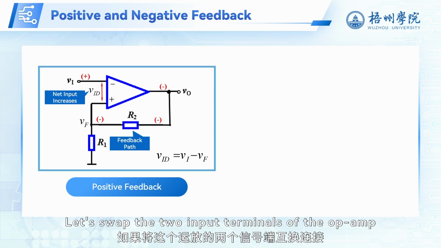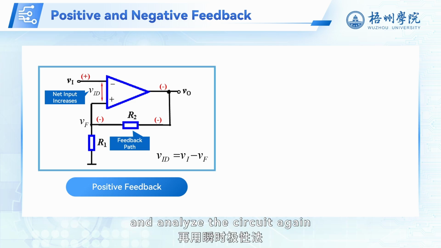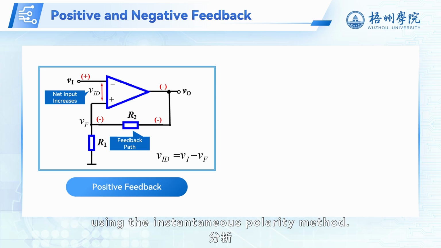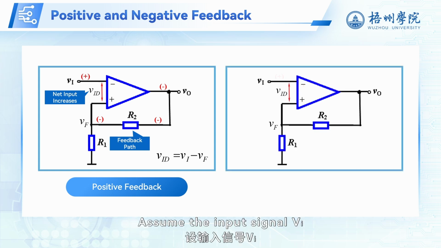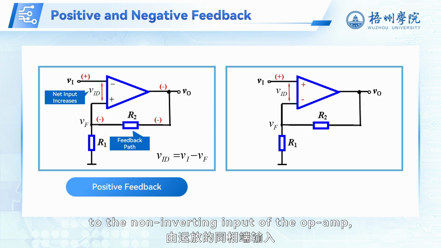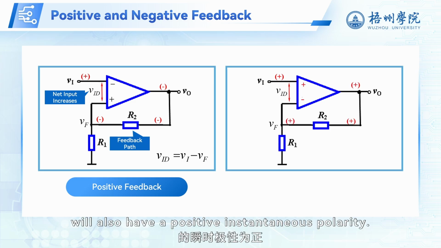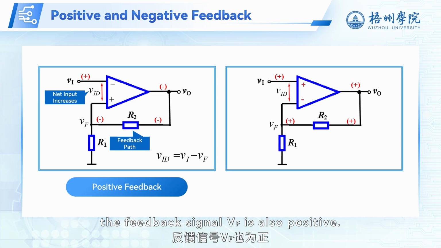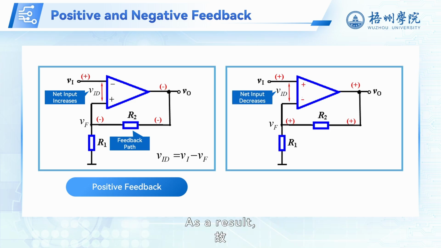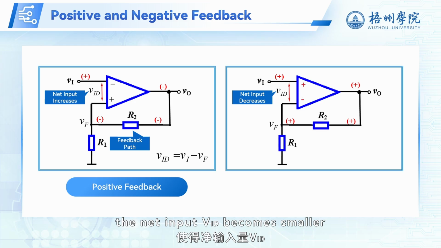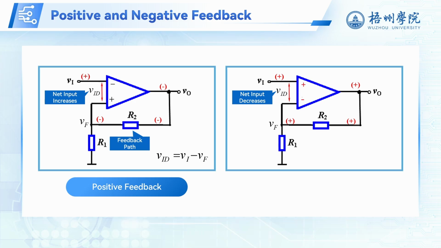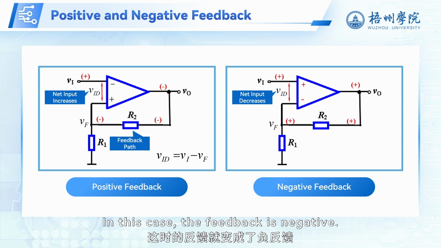Let's swap the two input terminals of the op-amp and analyze the circuit again using the instantaneous polarity method. Assume the input signal Vi has a positive instantaneous polarity. Since Vi is now applied to the non-inverting input of the op-amp, the output VO will also have a positive instantaneous polarity. Therefore, the feedback signal VF is also positive. As a result, the net input VID becomes smaller than it would be without feedback. In this case, the feedback is negative.